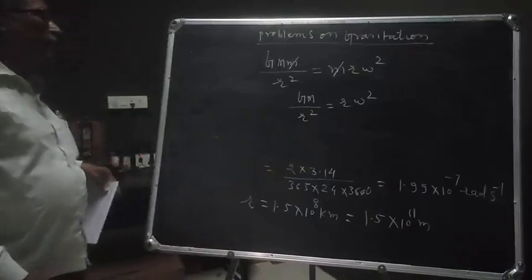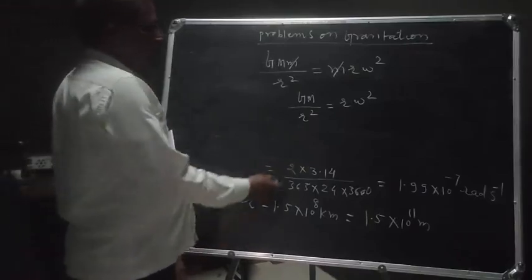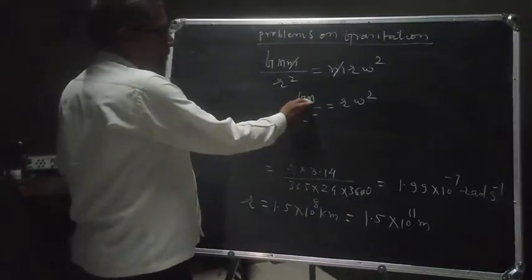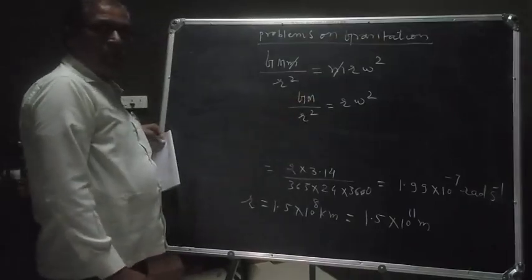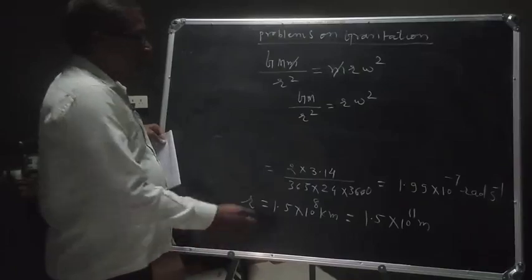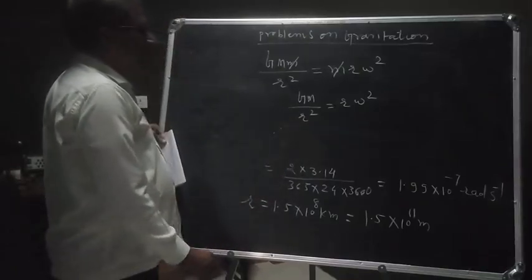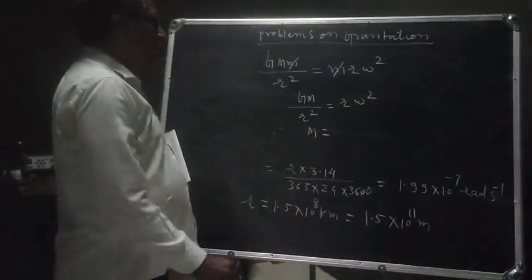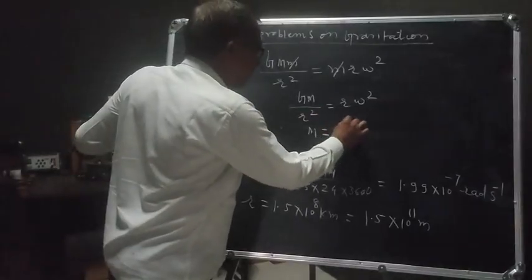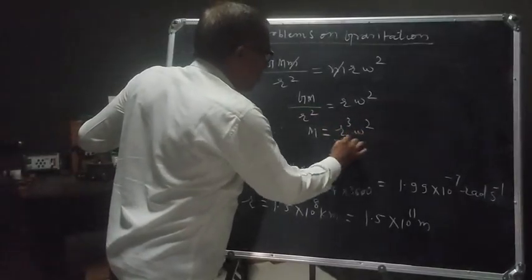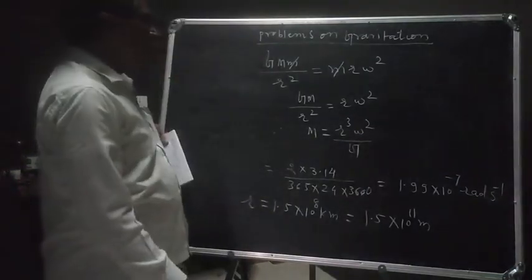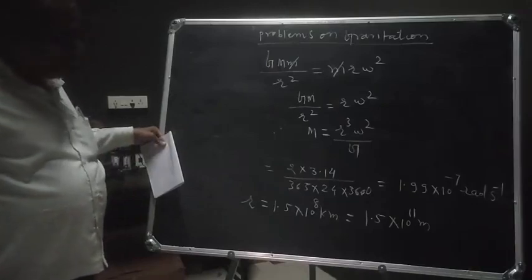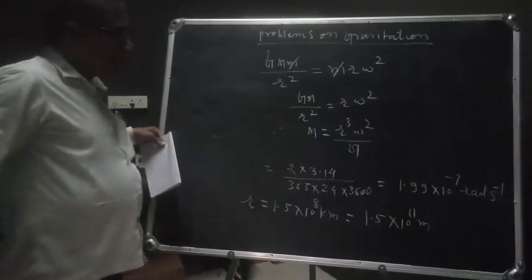Now we want to find the mass of the sun. Therefore, this capital M is the mass of the sun and small m is the mass of the Earth. Therefore, we rearrange this formula for the mass of the sun, that is M equals r cube omega square upon G. Now putting the values of r, omega and G in this equation and solving it, we will get the mass of the sun.